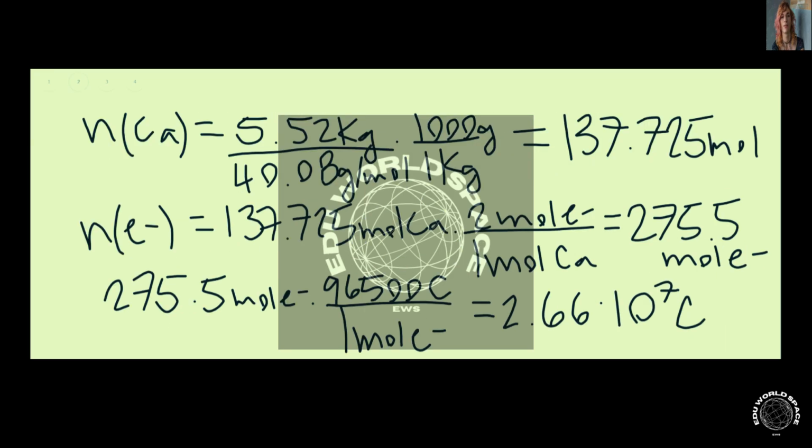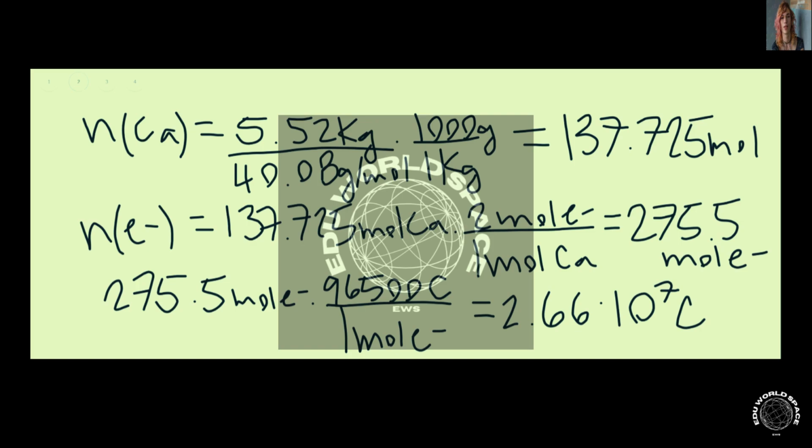So how do we calculate our number of moles of calcium? Well, we take the mass, the 5.52 kilograms, and we divide it by the molar mass of calcium, and we also multiply by 1,000 since there are 1,000 grams in every kilogram. You should check that your units work out, that you get moles when you do this, but the answer is 137.727 moles.